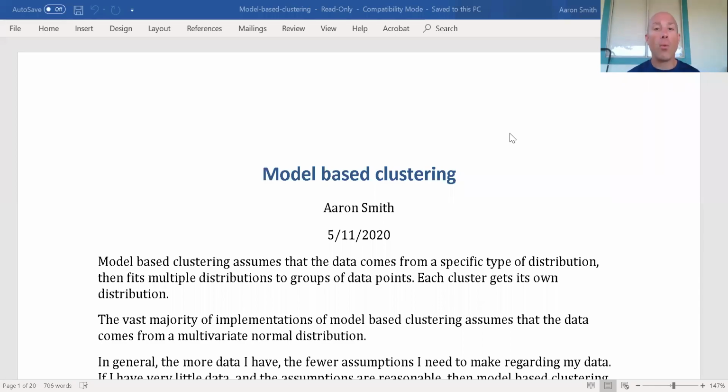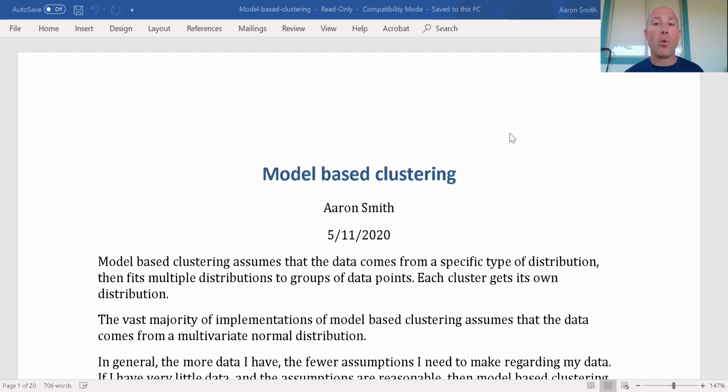Hi, in this video, we're going to take a look at model-based clustering. The big idea with model-based clustering is that we believe that several different distributions are coming together, and that's what we're seeing in our data. So from a clustering point of view, a cluster corresponds to a different probability density.